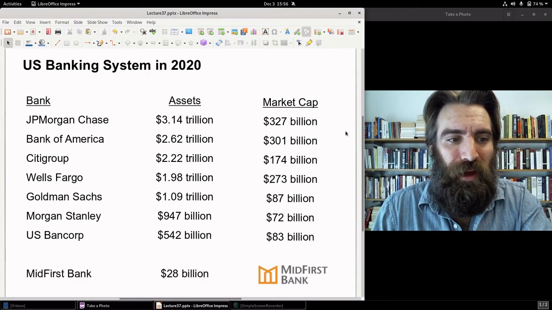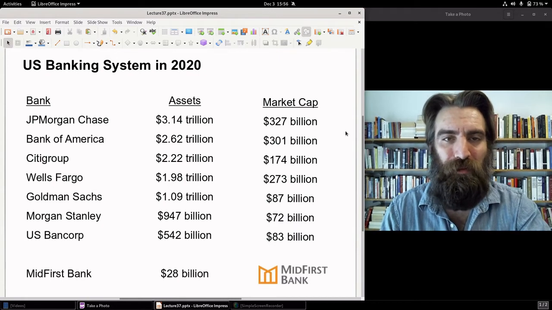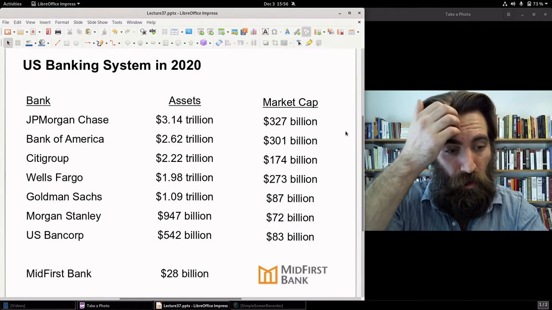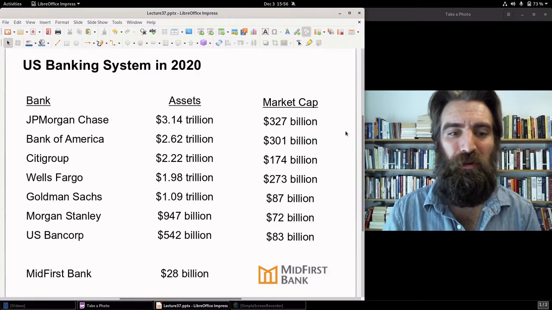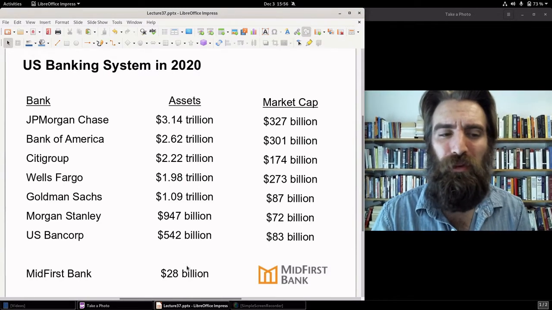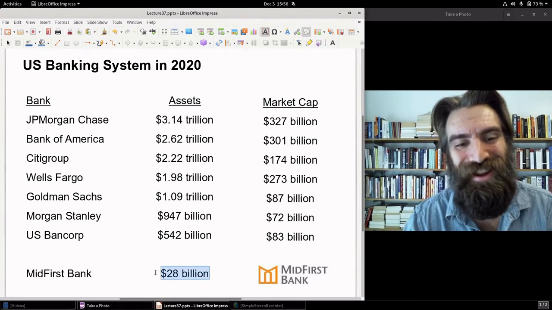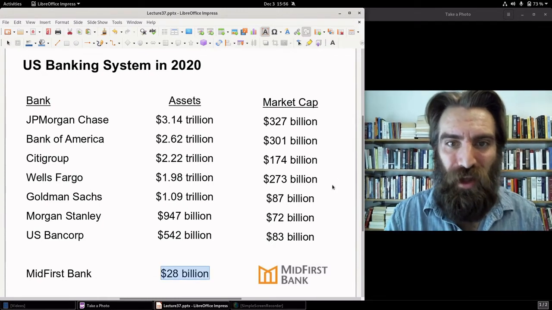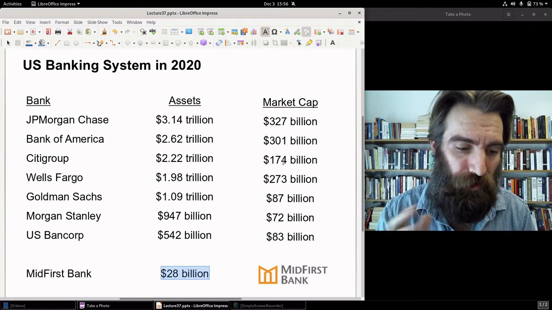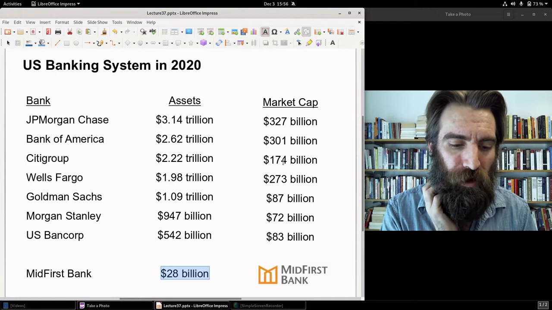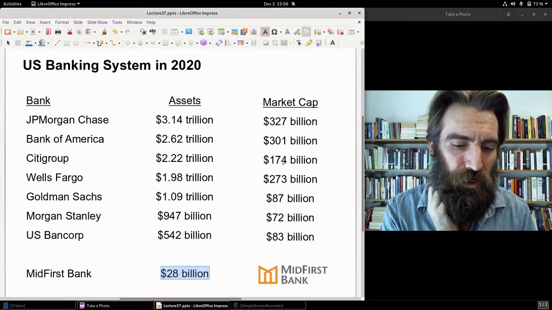I bank with MidFirst Bank, which is headquartered in Oklahoma City. They have a lot of branches here in Arizona. And I looked up, well, where's MidFirst? I was pretty proud: $28 billion. They actually don't have a market capitalization because they're a privately held company. Their stock is not publicly traded on the stock market exchanges.